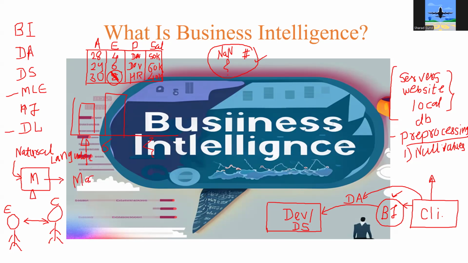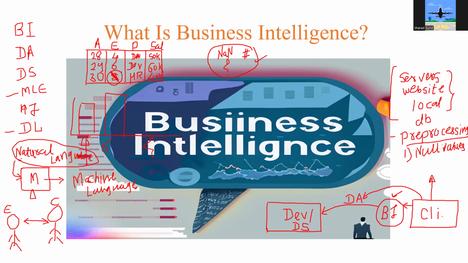Now, again, I'm asking the same question. Will a machine understand our own language, that is natural language? No. Because again, the language barrier is there. So what we have to do is convert our language, natural language, into a machine understandable format.